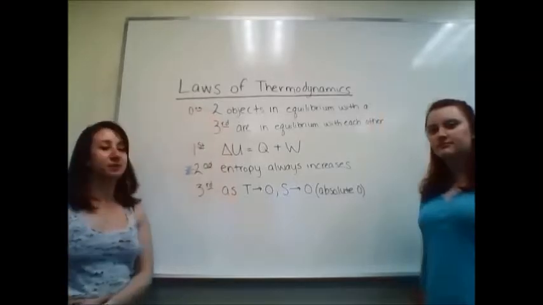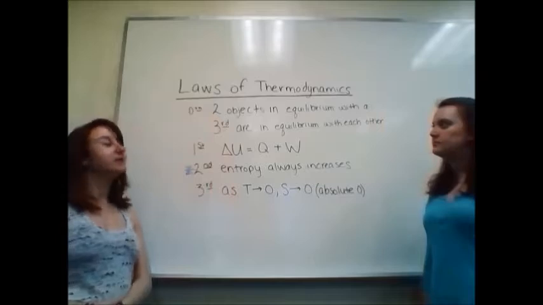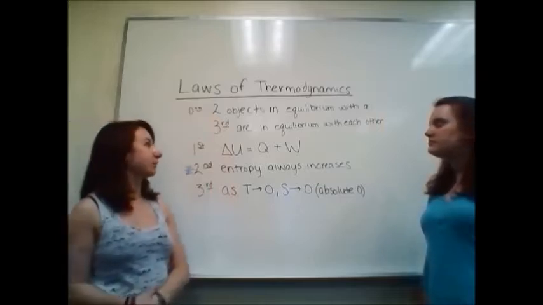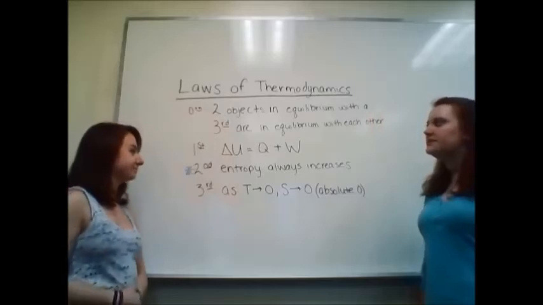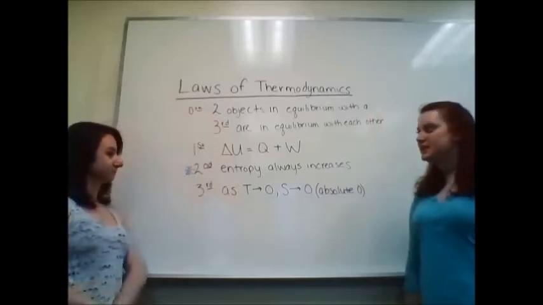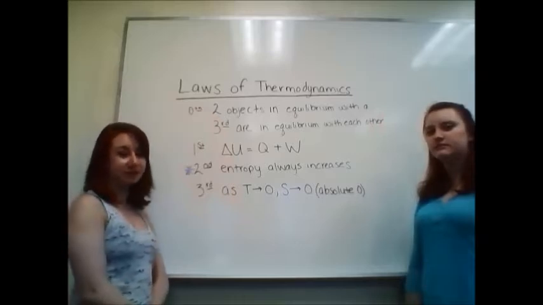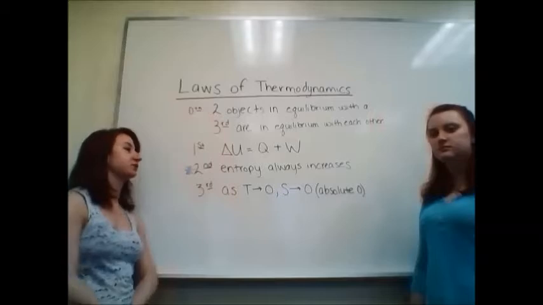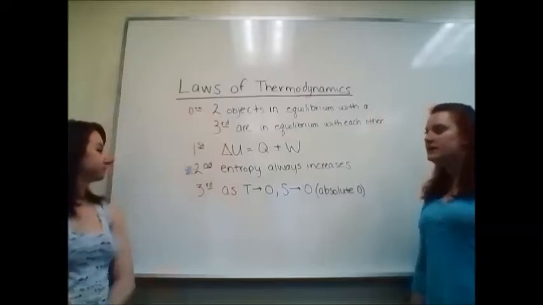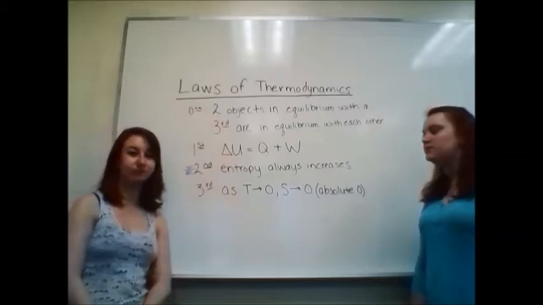So, right now we're going to cover the laws of thermodynamics. The zeroth law is that two objects in equilibrium with a third are in equilibrium with each other. The first is that the change in internal energy is equal to the heat plus the work. The second being entropy is always increasing, which is the law that air conditioners use. And the third is that as the temperature approaches zero, the entropy also approaches zero, which is known as absolute zero.